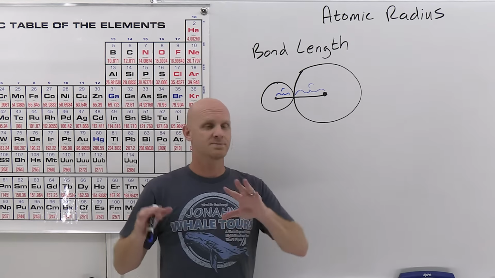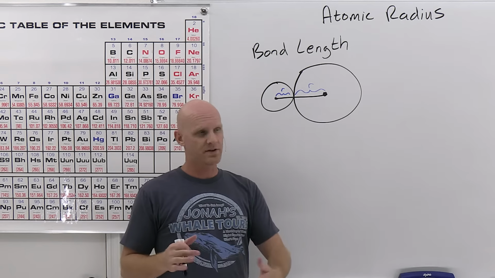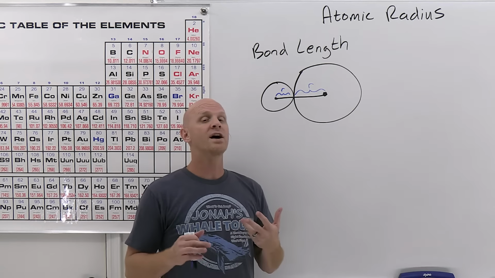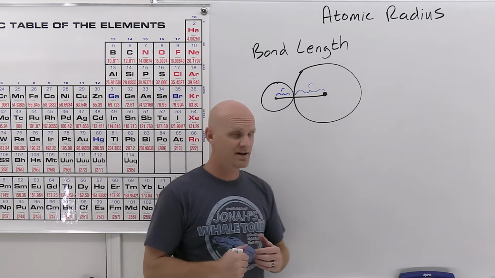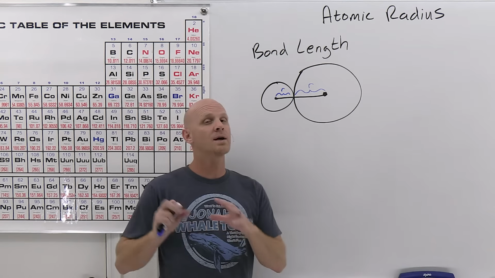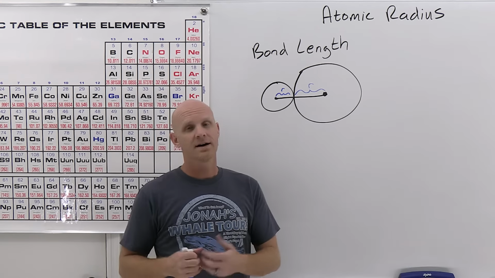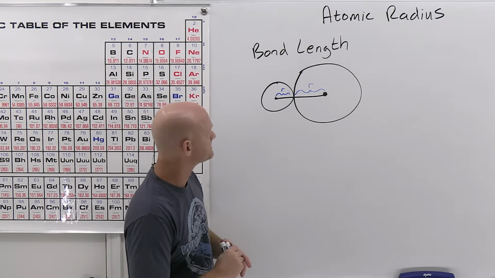But especially after the next chapter, if you've got ionic bonding versus covalent bonding, with covalent bonding, you want to use those atomic radii. With ionic bonding, you want to use the ionic radii instead. So if you've got two non-metals, go with the atomic radii, that's a covalent bond. But if you've got a metal with a non-metal, it'll be a little more accurate to use the ionic radii because you're forming an ionic bond in that case.